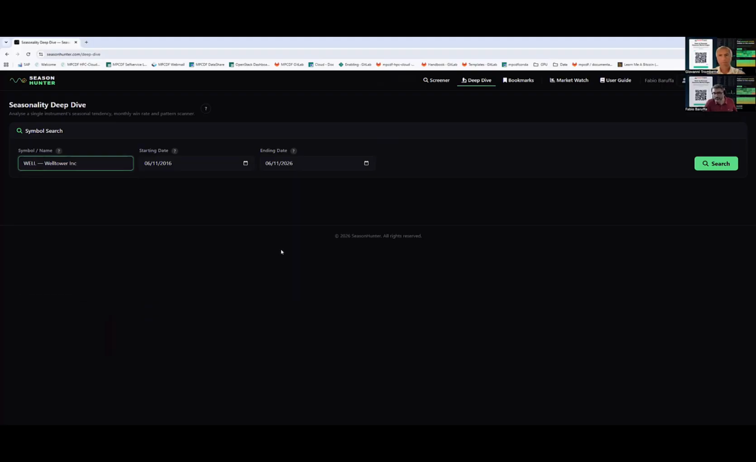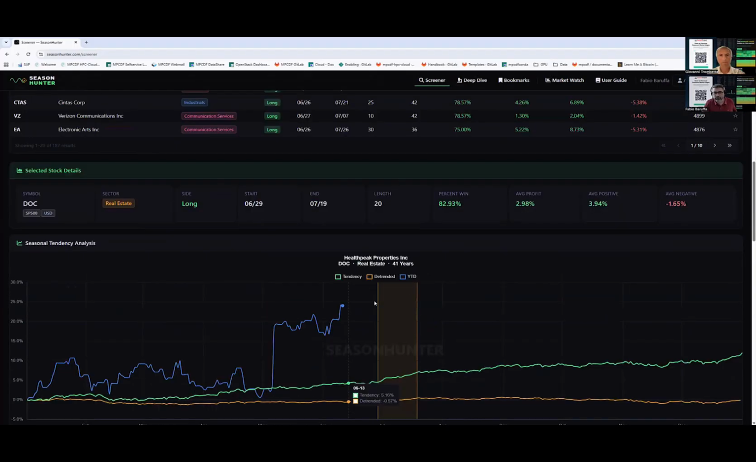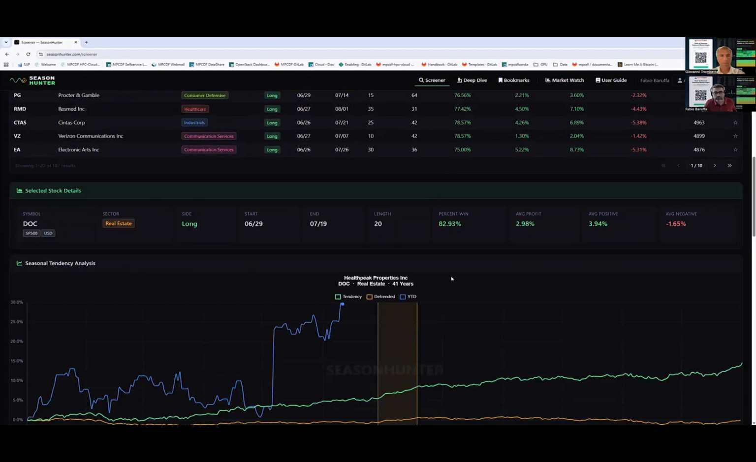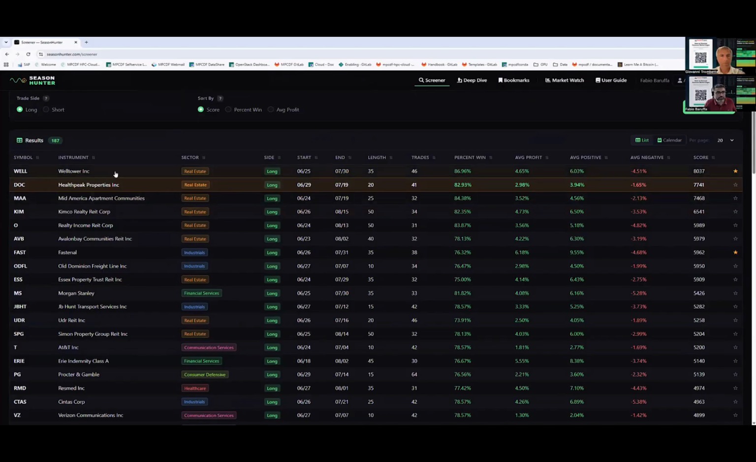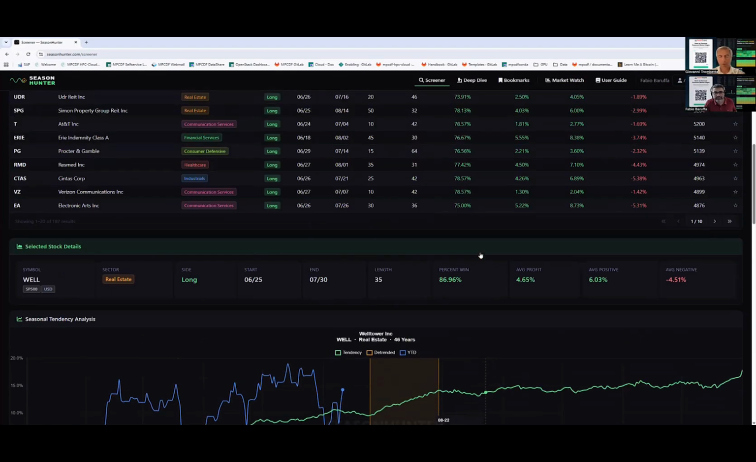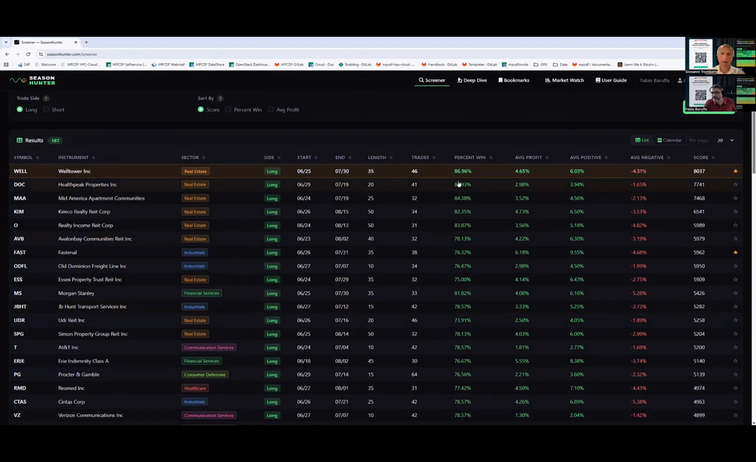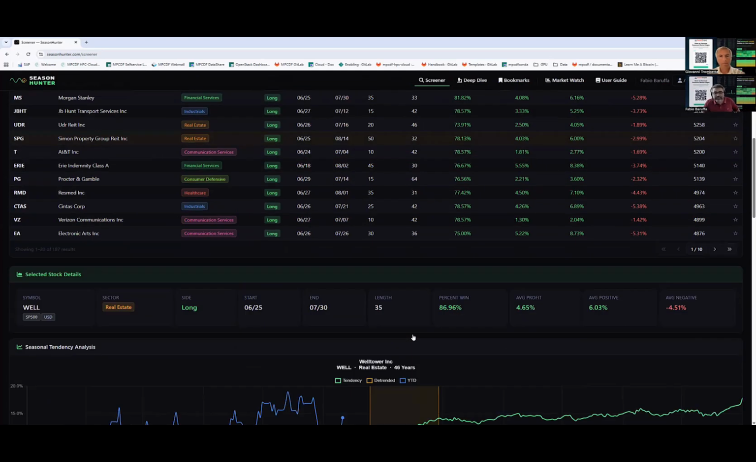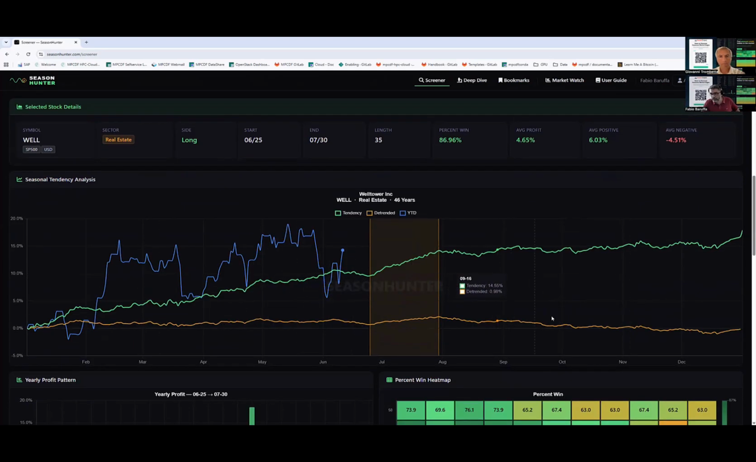In the screener, just to make you aware, I don't know if I mentioned, Giovanni, but in the screener all the calculations are done on all the historical data available. In this case, we have 46 trades. That means we have 46 years of historical data, and this is the maximum we have for this ticker. And this is the calculation.